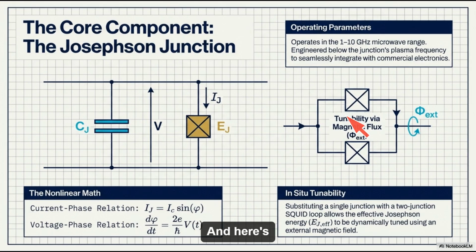Right, and here's my favorite trick. Swap one junction for 2 in a loop, a SQUID. And now you can tune the effective Josephson energy with a magnetic field. On demand. That's huge for control.